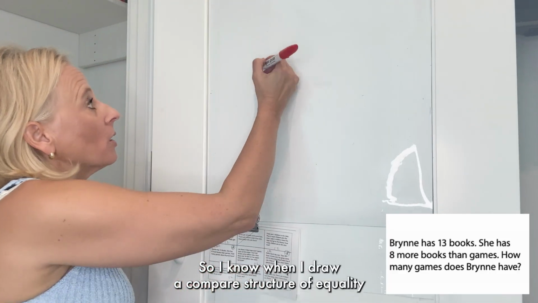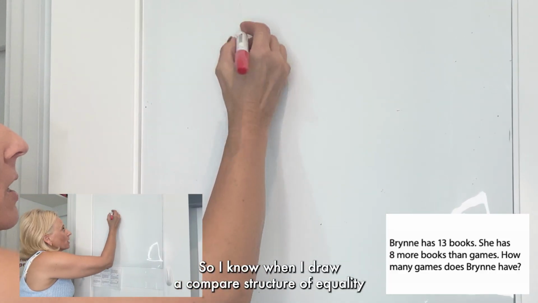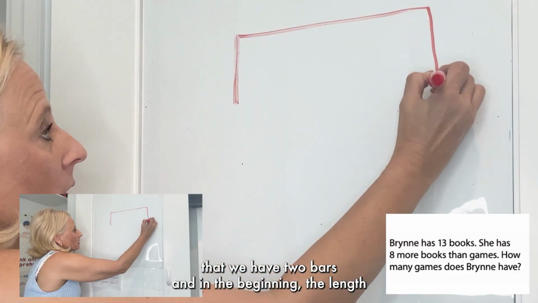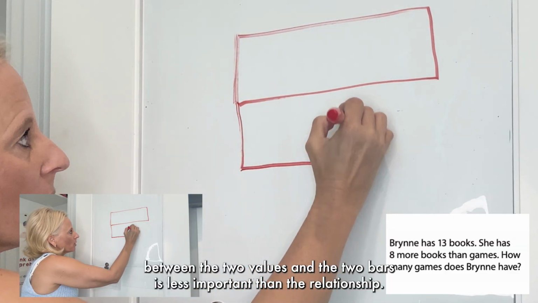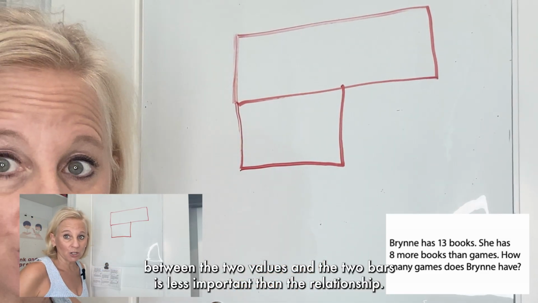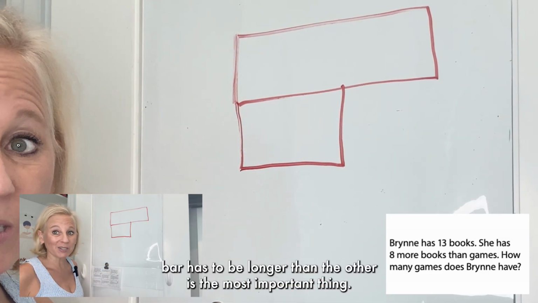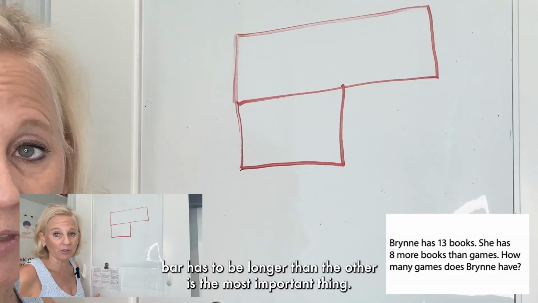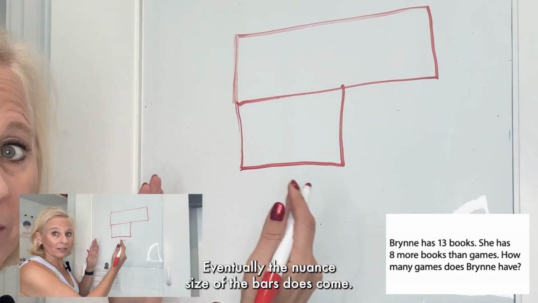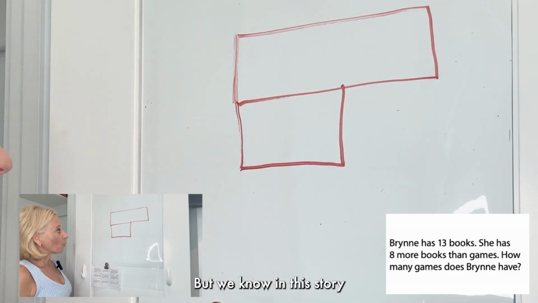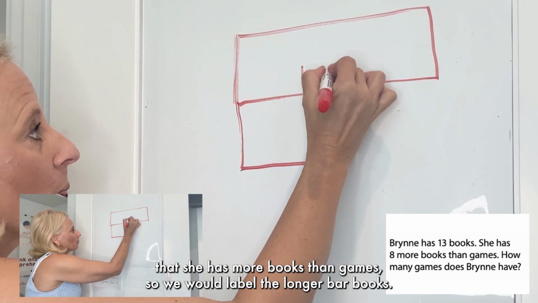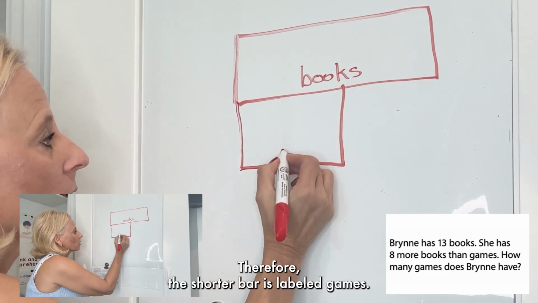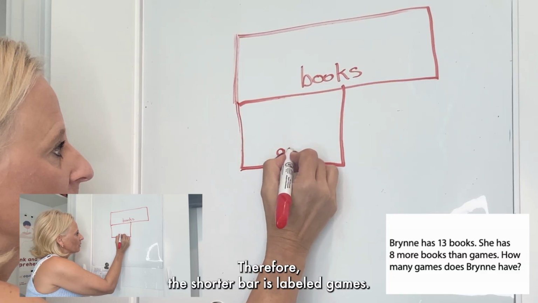So I know when I draw a compare structure of equality that we have 2 bars. And in the beginning, the length and the difference between the 2 values or the 2 bars is less important than the relationship. Just understanding that one bar has to be longer than the other is the most important thing. Eventually, the nuanced size of the bars does come. But we know in this story that she has more books than games, so we would label the longer bar books. Therefore, the shorter bar is labeled games.